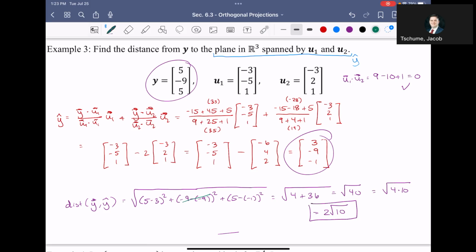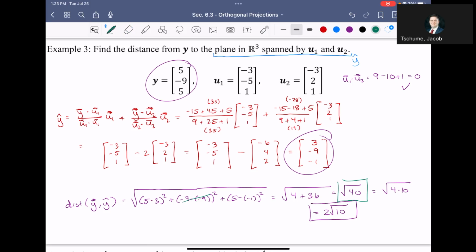Once again, I probably am not going to care. If you want to stop at root 40, that's fine. Just know that on your homework, they may require you to break your radicals down. So make sure you're comfortable doing that as well. And so good job. Another distance problem. And that's kind of why we have this section.